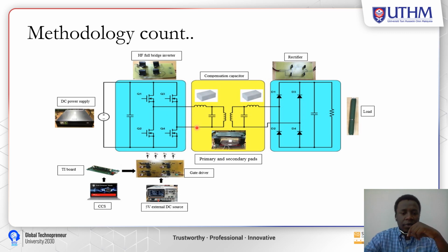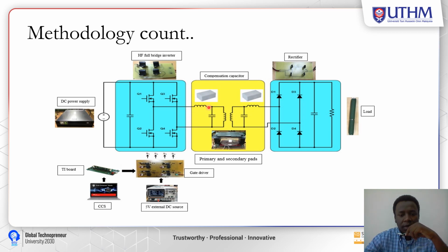This is the block diagram of the system. We have the DC supply, and then a capacitive filter, and a high frequency full bridge inverter with four switches. This is the control path. We have the gate driver, and this one is the external 5 volt source to operate the gate driver. This is the Texas Instruments board, and this is Code Composer Studio. We debug the code into the board, and then from the board to the gate driver, and then from the gate driver to the switches. That's how we get the high frequency AC signal in here.